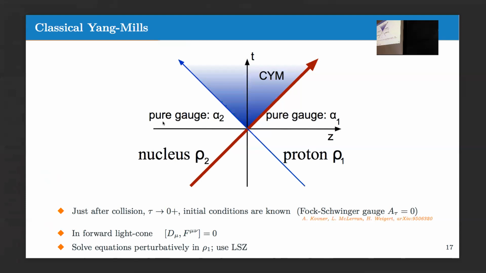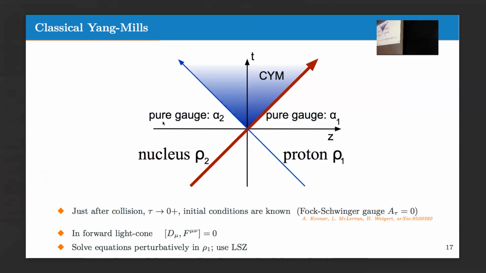We have initial conditions on the light cone. These initial conditions we can expand with respect to the strengths of the sources, say on the projectile or proton here, and then iteratively solve the classical Yang-Mills equations by considering the sources as a perturbation.